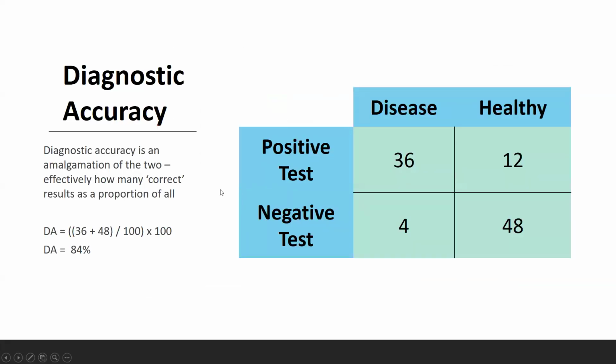Now, both of these can be combined together into diagnostic accuracy, which is effectively the proportion of correct results. So 36 patients with the disease are correctly found to have a positive test, and 48 healthy patients are correctly given a negative test. So the diagnostic accuracy is 36 plus 48 divided by the number of tests done. That's all of these, which is 100, multiplied by 100 as for a percentage, and your diagnostic accuracy is 84%.